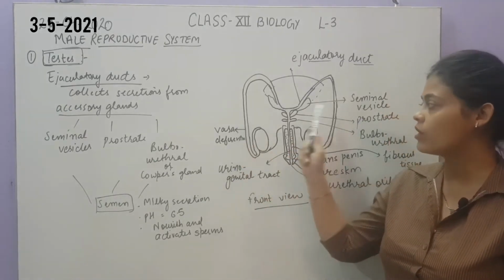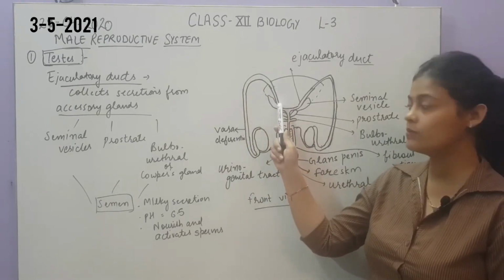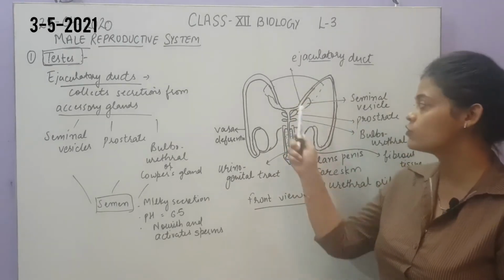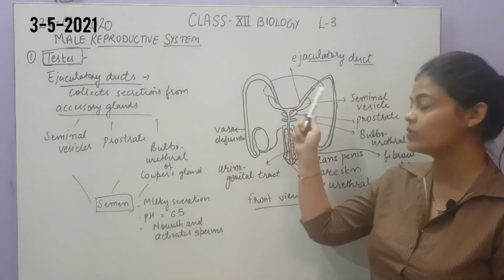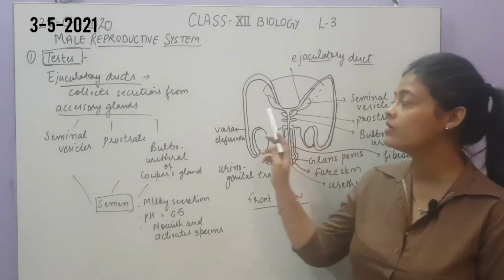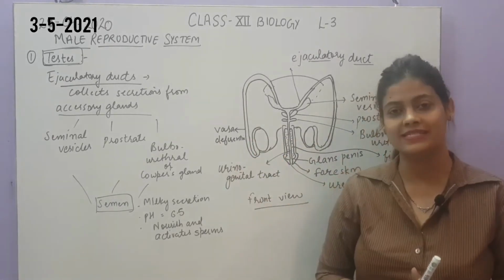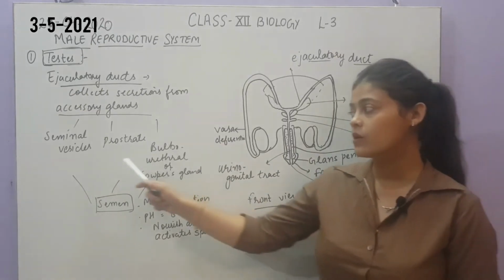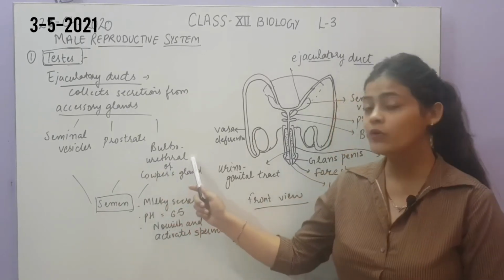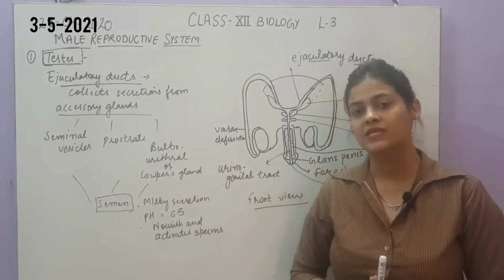This vasa deferens on both the sides will carry the sperms and, after crossing the urinary bladder, will reach the ducts which are called ejaculatory duct. So this common duct which is coming from both the sides is called ejaculatory duct. Now this ejaculatory duct will collect the secretions from all the three accessory glands, because we know there are three accessory glands in male reproductive system: seminal vesicle, prostate gland and bulbourethral gland. Bulbourethral gland is also called Cowper's gland. All the three glands are present in pair.